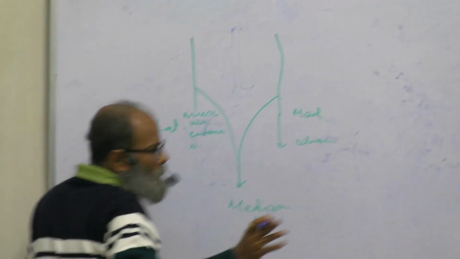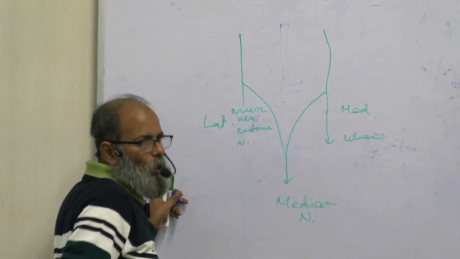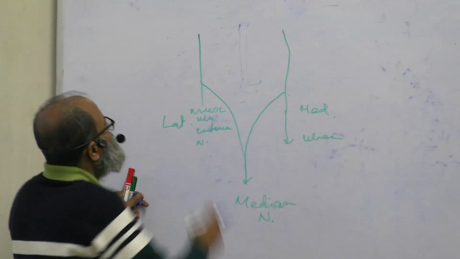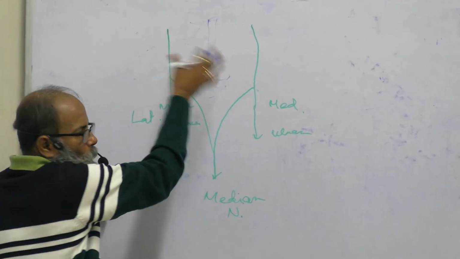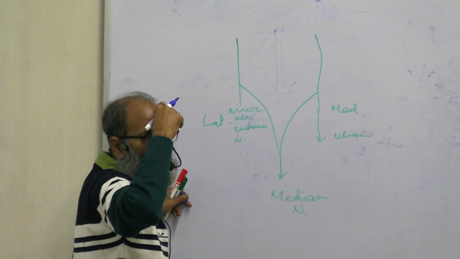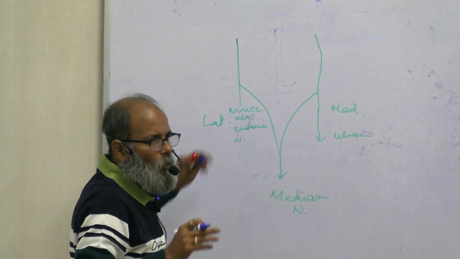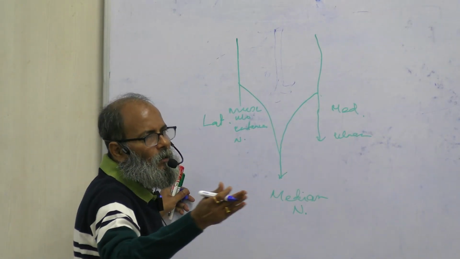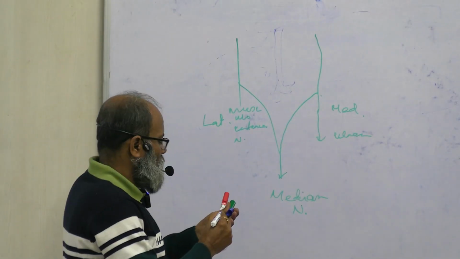I haven't drawn the posterior cord correctly, alright. This is the posterior division or joining of all the lateral, medial and posterior cord. Alright, I have not drawn the branches, alright. That is the axillary, radial, right.